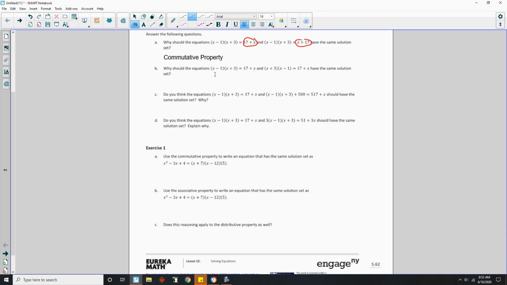Why should the equation (x minus 1)(x plus 3) equals 17 plus x and (x plus 3)(x minus 1) equals 17 plus x have the same solution set? So what changed here? The 17 plus x is the same on both sides, but the x minus 1 is first here, and the x minus 1 is second here, and the x plus 3 is first here, and the x plus 3 is second here. Well, again, that is the commutative property of multiplication, if you want to be more specific.